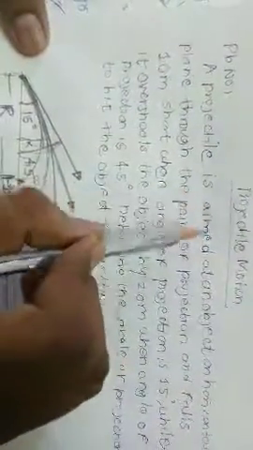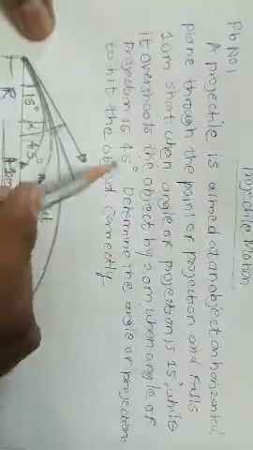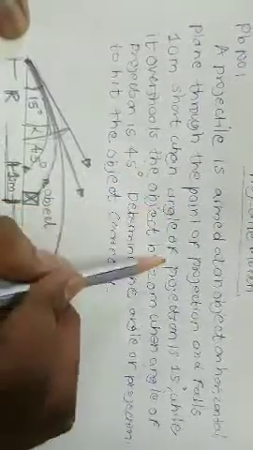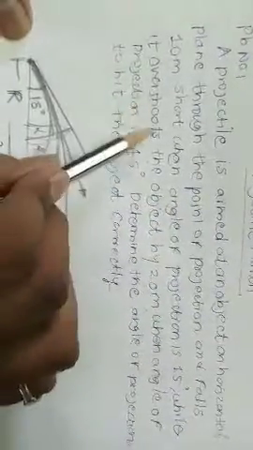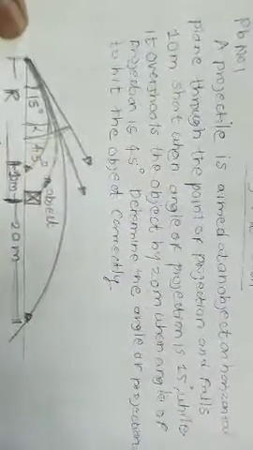Problem number 1 on projectile motion. A projectile is aimed at an object on a horizontal plane through the point of projection, and it falls 10 meters short when the angle of projection is 15 degrees, while it overshoots the object by 20 meters when the angle of projection is 45 degrees.